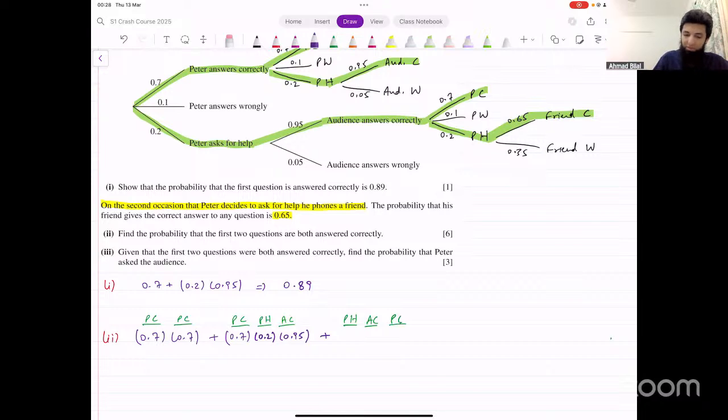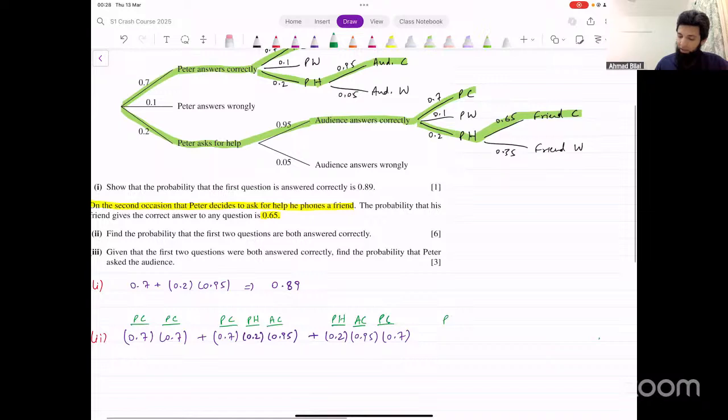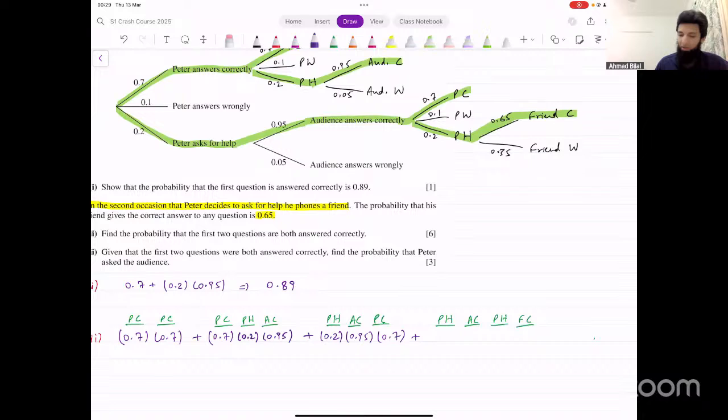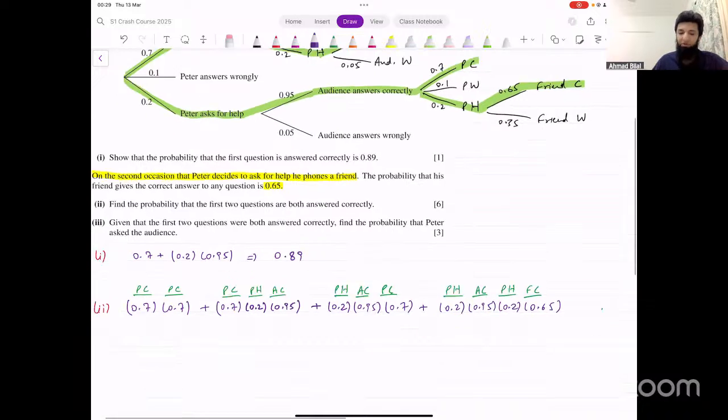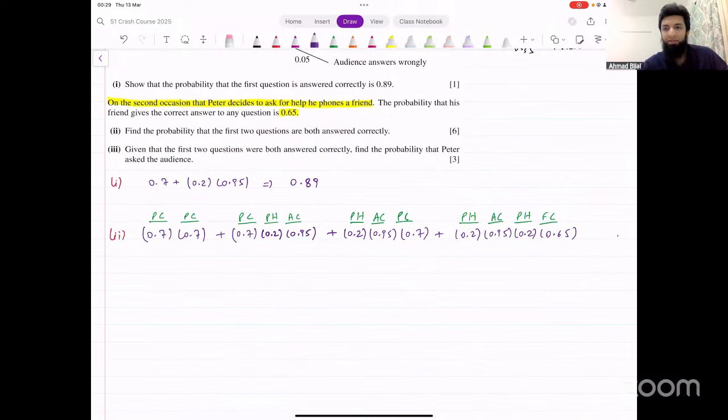What are these numbers going to be? 0.2 into 0.95 into 0.7. And then the fourth option is he asks for help and the audience answers correctly, and then he asks for help again and the friend answers correctly. That's the fourth option. That will be 0.2 into 0.95 into 0.2 again into 0.65. And that is going to give you the result. That's 6 marks.